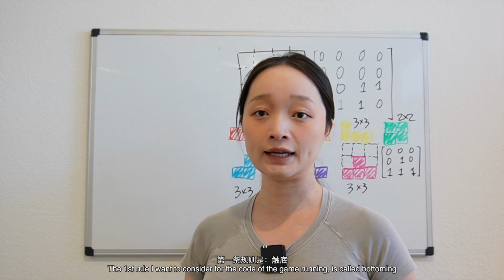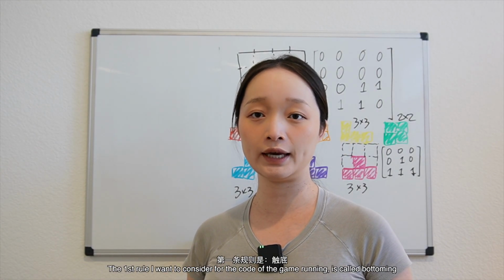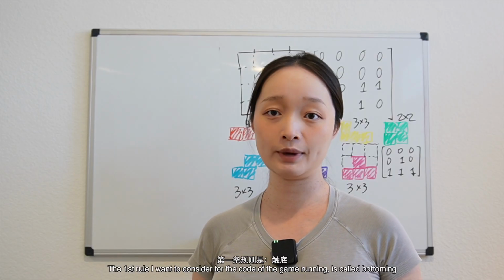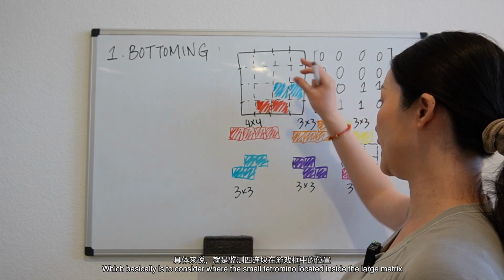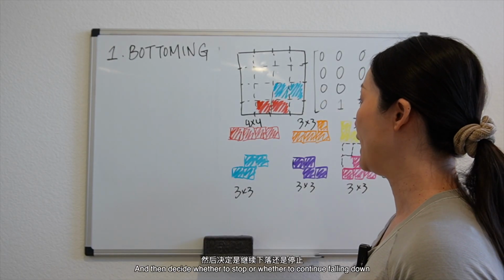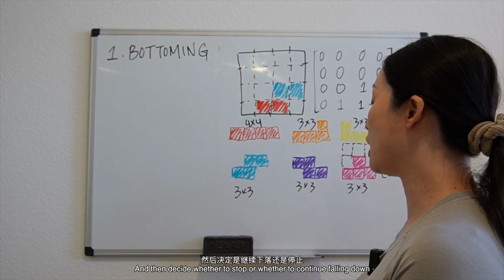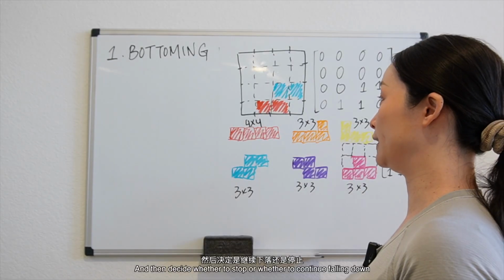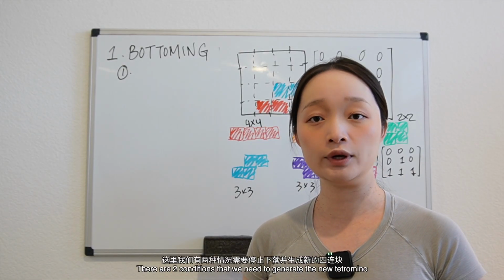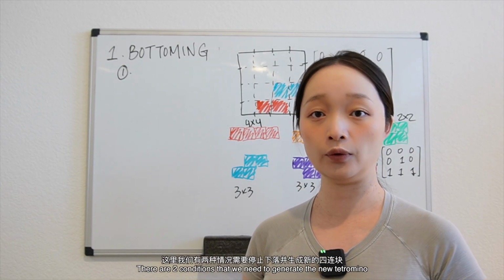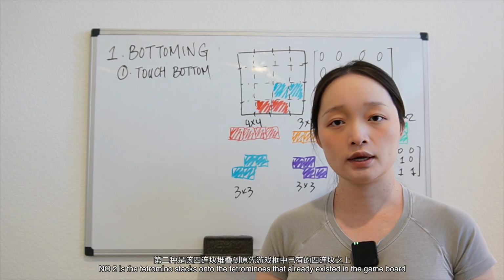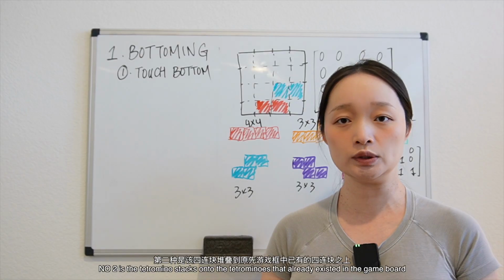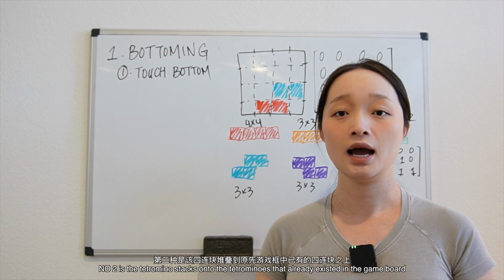The first rule that I want to consider for the coding of the game running is called bottoming, which is basically to consider where the small tetramino is located inside the large board, and then decide whether to stop or whether to continue falling down. There are 2 conditions that we need to generate the new tetramino. Number 1 is when the small tetramino touches the bottom. Number 2 is when the tetramino stacks onto a tetramino that already exists on the game board.